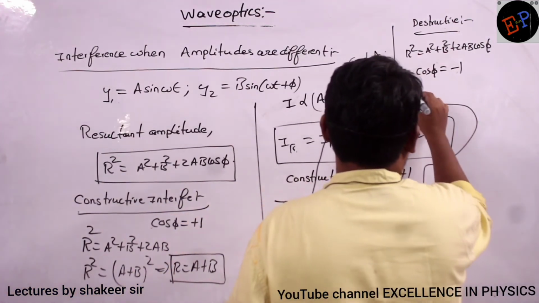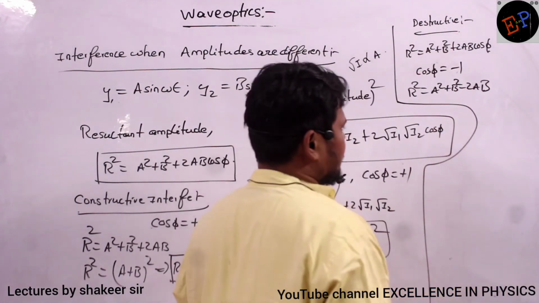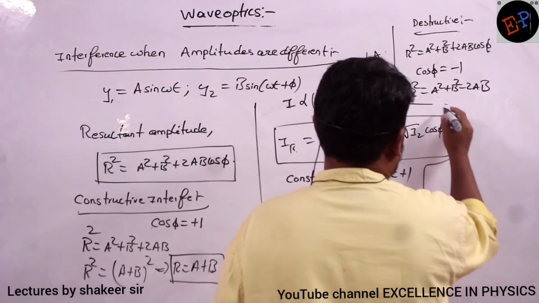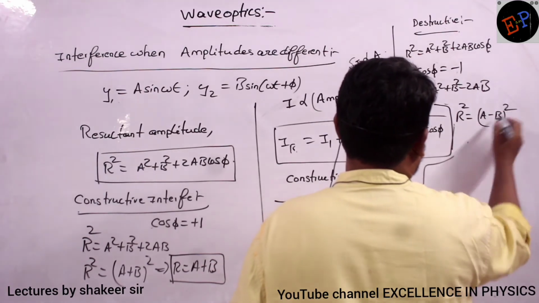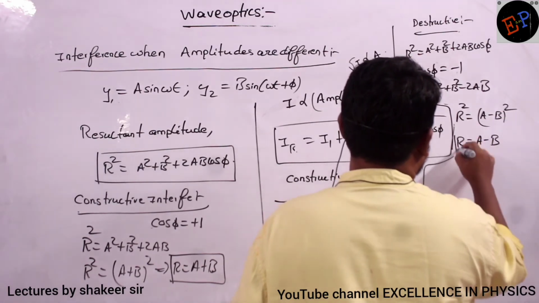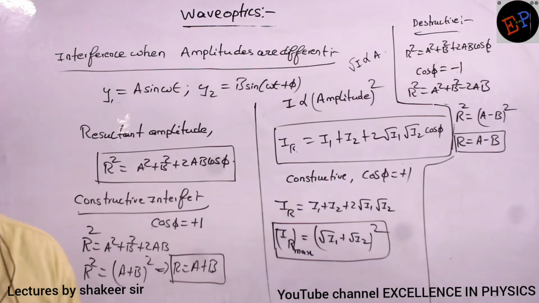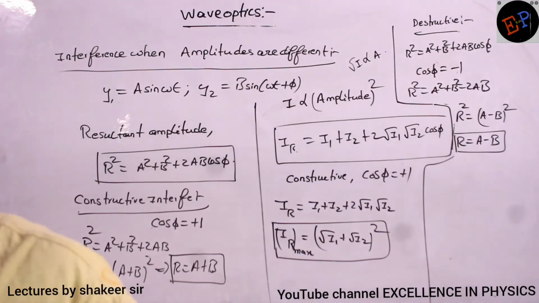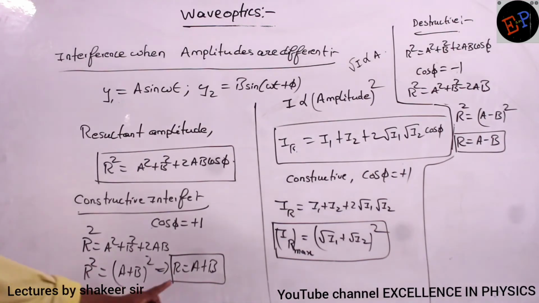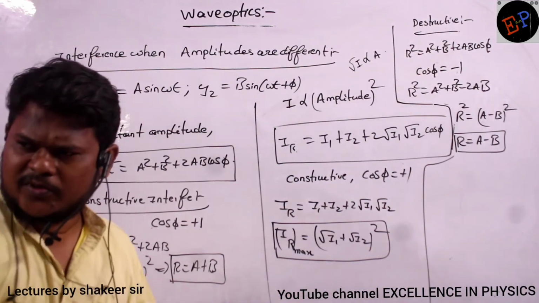So therefore what is the equation I can write? R square is equal to A square plus B square minus 2AB. Clear, no? So this is of which form? This is of the form R square is equal to A minus B whole square. So therefore R is equal to A minus B. This is my answer. Okay? So what do you understand by A minus B? Just subtract the amplitudes. In which condition? For destructive interference. See, for constructive what have we done? We have added. For destructive, just subtract them, you will get the resultant amplitude. That is called the superposition principle, no?